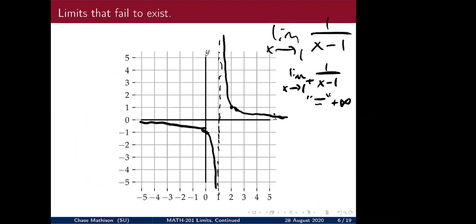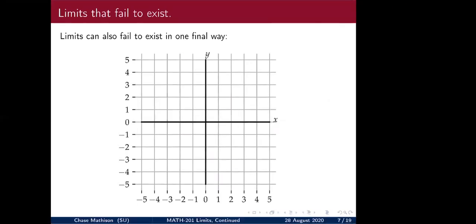In the same way, the limit from the left, you could say is equal to negative infinity. That again is just a way of saying that the limit doesn't exist, but you're saying how it doesn't exist. It's blowing up. So you're giving a little bit more information with that answer. That's why some people prefer to give that answer. All right, there's one more way in which a limit fails to exist.